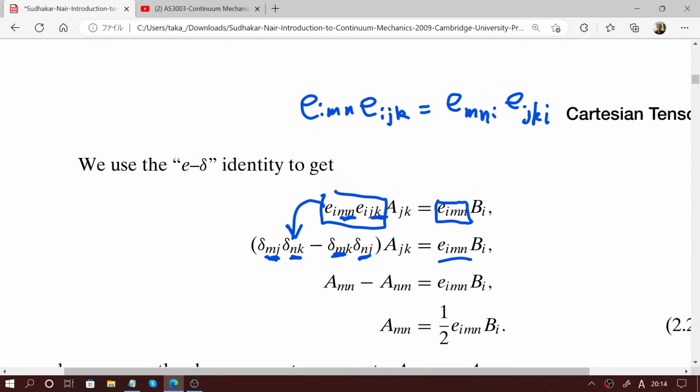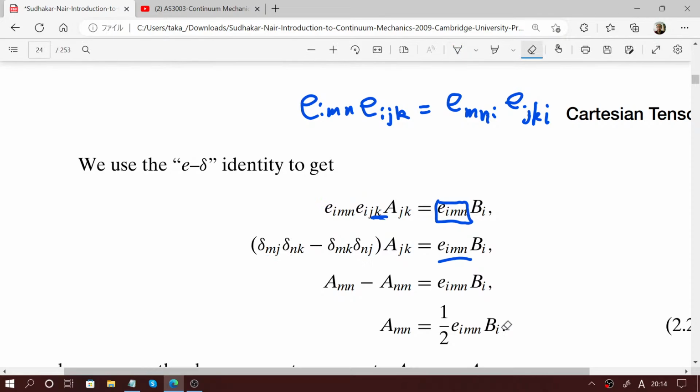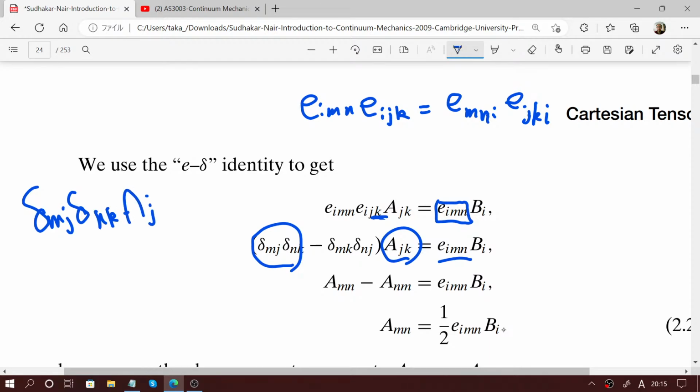So then we will see J and K are both repeated. It's very complicated. Understand? Here you can see the first term multiplies delta MJ, delta NK, and A JK.